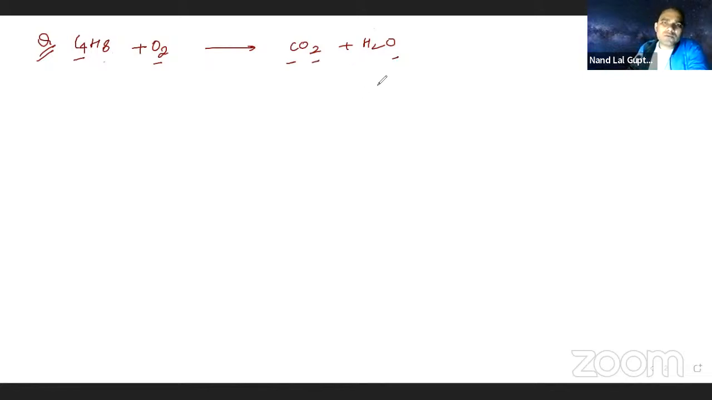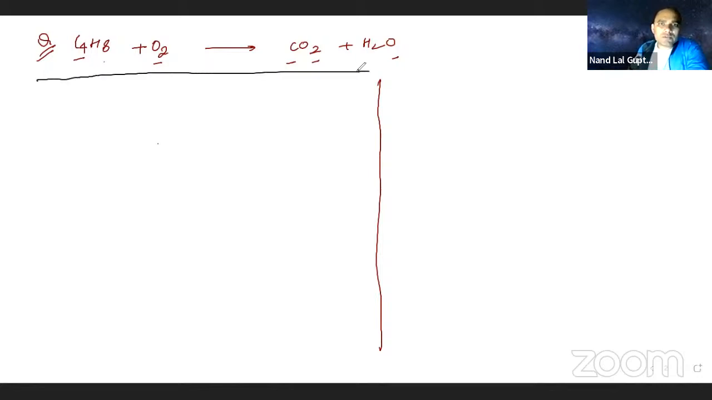So how can you balance this equation? It's very simple, students. You just need to focus on it. Let's try. Step number 1: we have to put the equation in terms of algebra. So here I am writing A mole of C4H8 reacting with B mole of O2 to give, student, C mole of CO2 plus D mole of H2O.